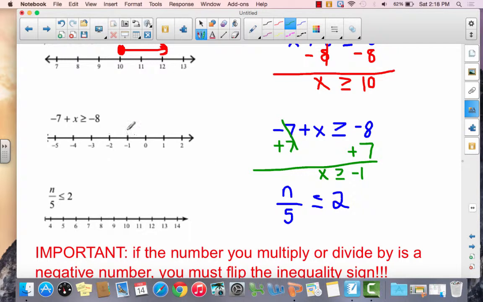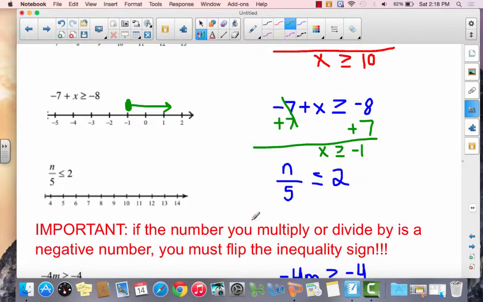So I find negative 1 on my number line. Again, this inequality symbol tells me that negative 1 is a possible answer, so I color in my circle. Greater than or equal to comes to the right.